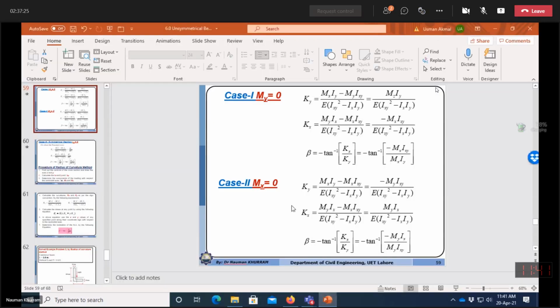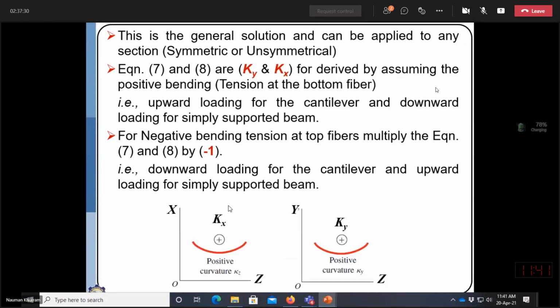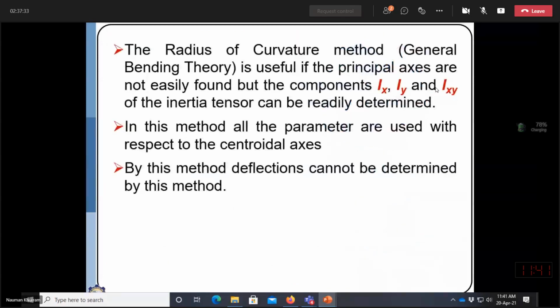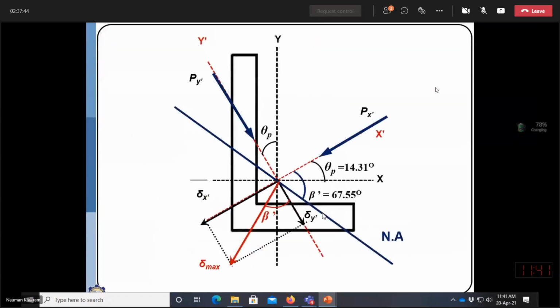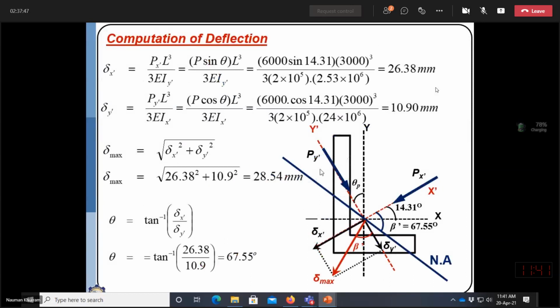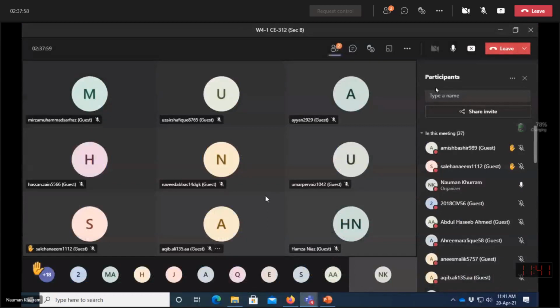Okay, let me clarify again. In the examination, if nothing is mentioned, you can use either the radius of curvature method or the principle of superposition method to determine stress. But if it is asked to determine deflection, then deflection can only be determined by this method, and it means that if you want to determine deflection you need to determine the orientation of the principal axis first, so that you need to use. Any question? If someone is having a question, Amish Bashir, if you are having some question, raise the hand.